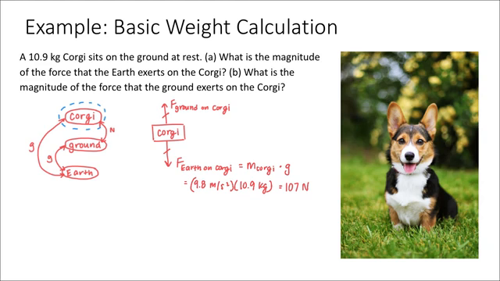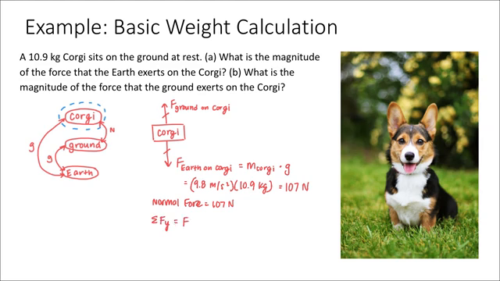Now, because I know that the force that the earth exerts on the corgi and the force that the ground exerts on the corgi are equal, then I know that my normal force in this case will also be 107 newtons, right? That's because the corgi is not accelerating vertically, and I only have one force pointing up and one force pointing down. So if I were to also write out the sum of the forces in the y direction, this is a good habit to get into, it would look like this.